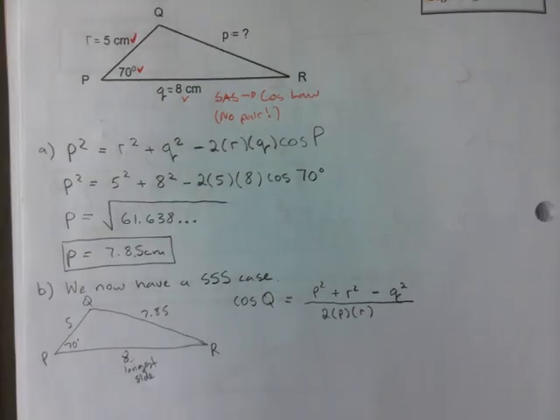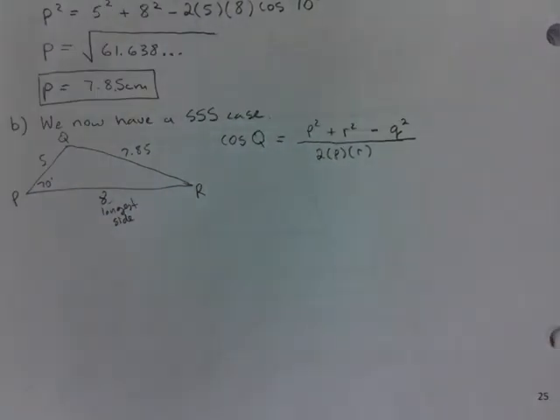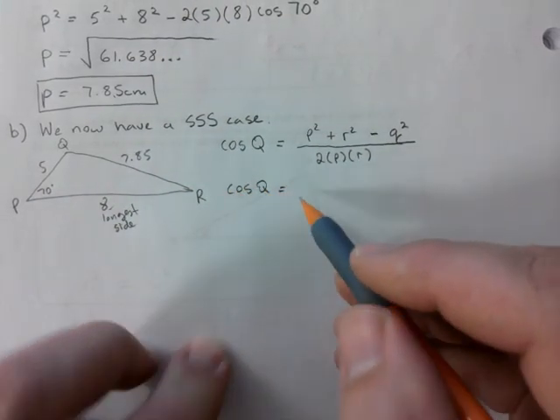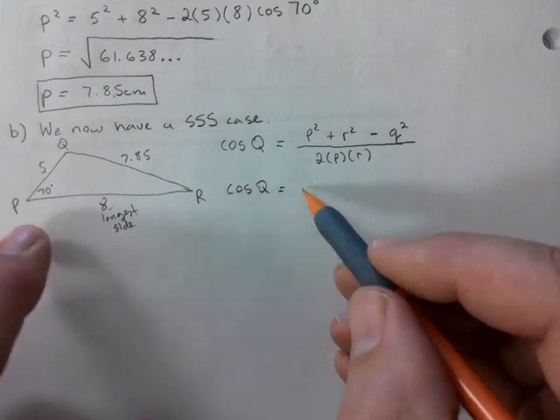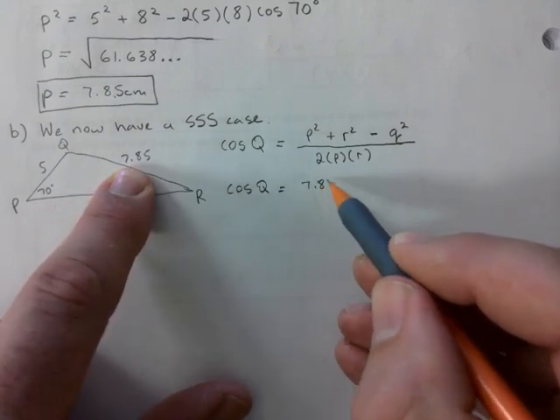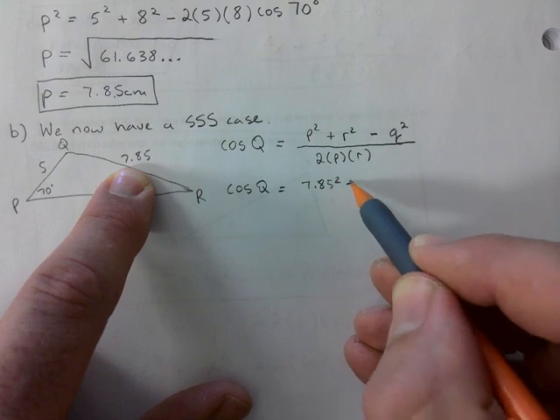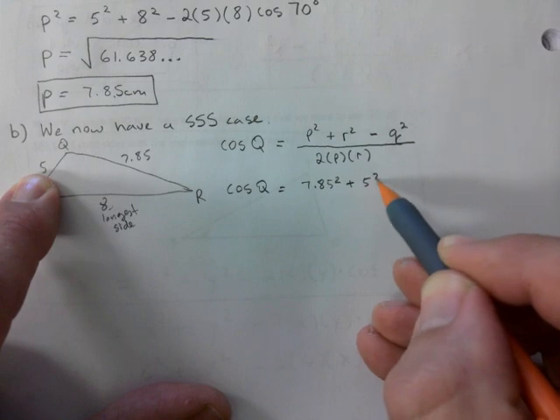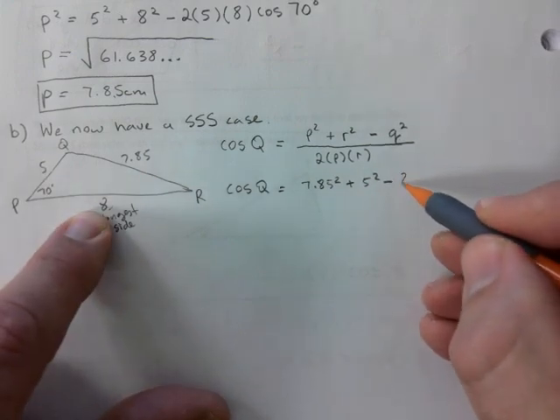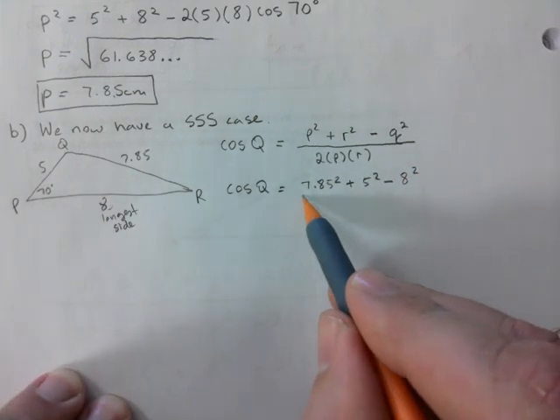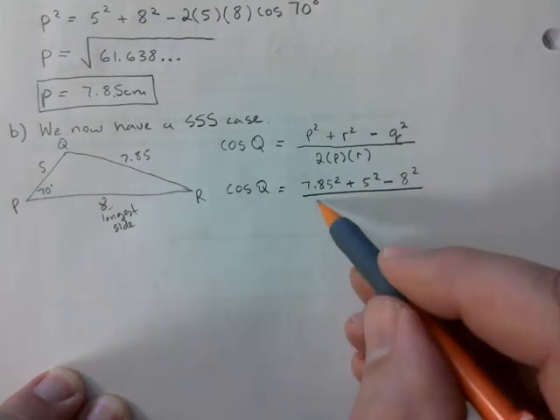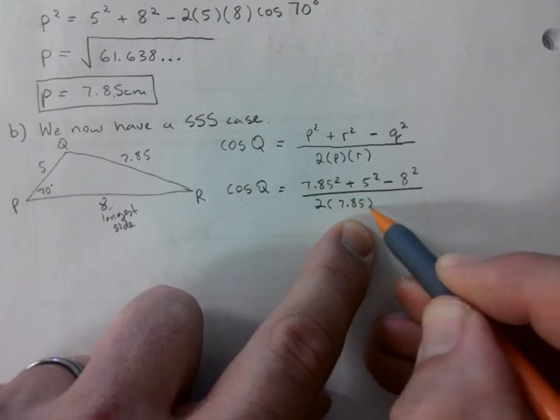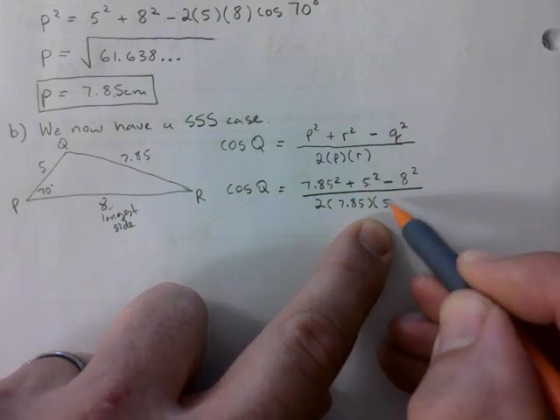So let's solve that now. I'm going to zoom in a bit more. So let's go ahead. Cosine of Q is P squared, which is 7.85. I just calculated that, plus R squared, which is 5. It's across angle R, minus Q squared, which is 8. All over 2 times the first side times that second side up here.